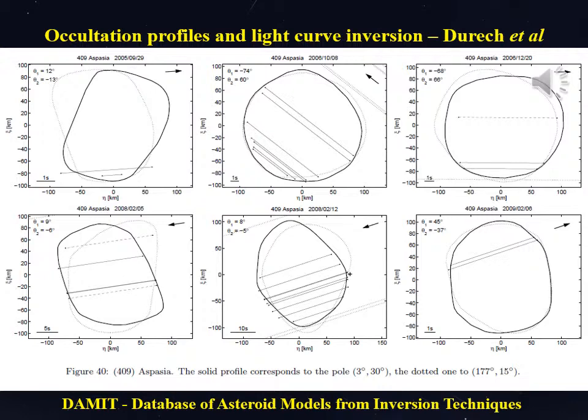This is asteroid Aspasia. Six different observations of it. The lines across, like here, are the occultation codes. But the dark outline is one solution of the mathematical inversion. But the faint dotted line is the second solution from the mathematics. And they want to know which one is correct. So by overlaying the amateur's occultation codes here, they were saying that it really seems as if this solution is the one and not the other.